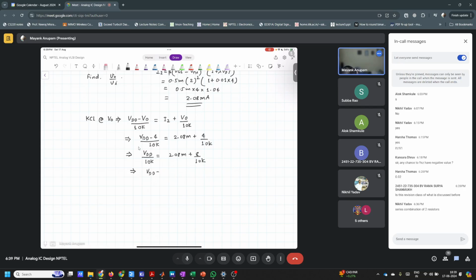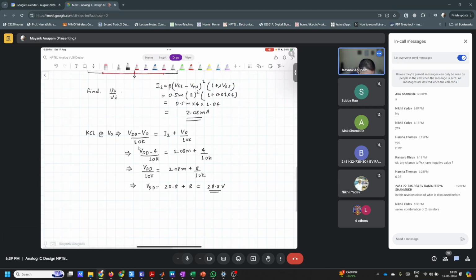8 upon 10k. Fine. So this gives how much? VDD is equal to 2.08 milli into 10k, which will be 20.8, plus 8, right? How much is this? 28.8 volts, right? Am I right?